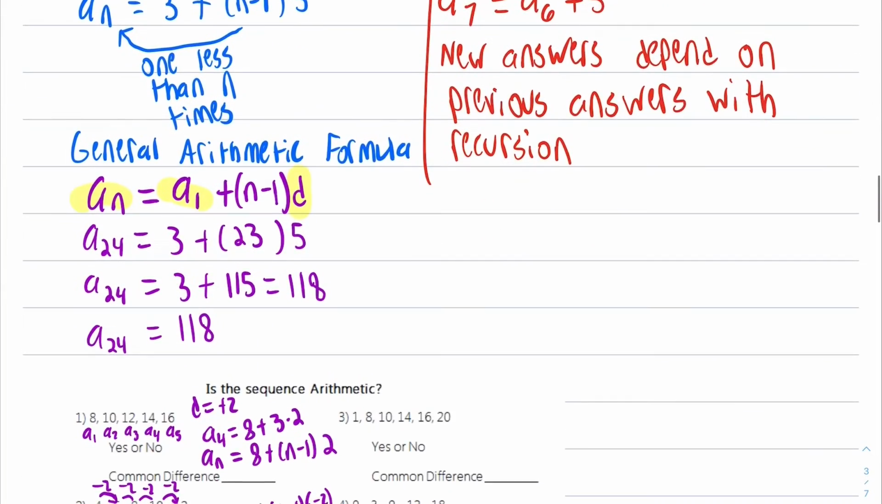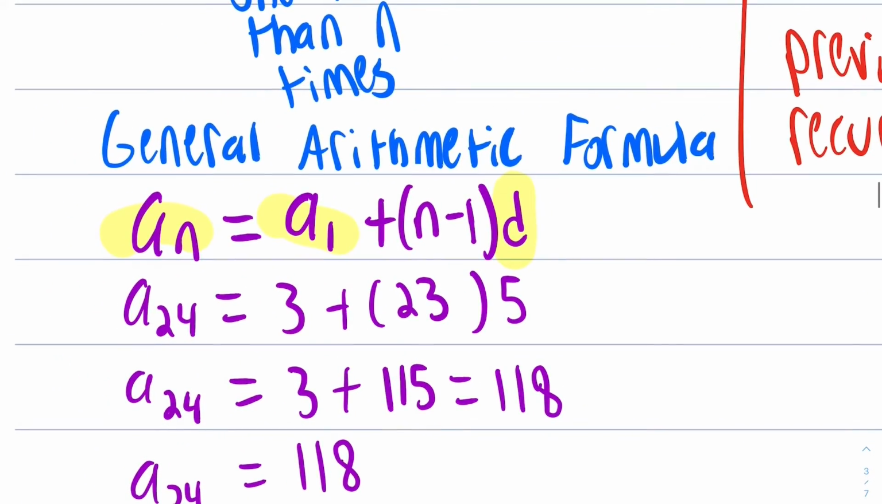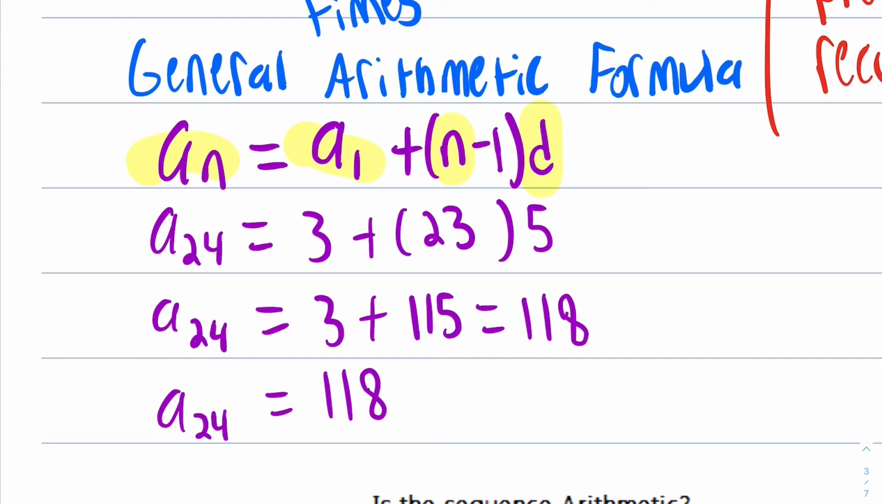So the difference between these two is that the general arithmetic one starts with the very first term. And then whatever term you're on now, let's say in this example down here, if you were on the 24th term, then you would do the first number, 3, plus n minus 1, so that would be 24 minus 1 to get 23, and then you multiply that by the common difference. And that'll give you an answer of a24 equals 118.